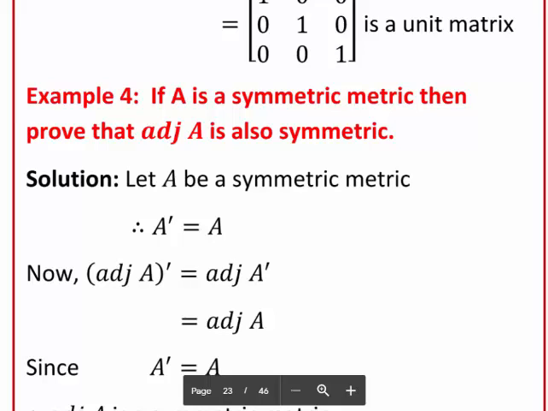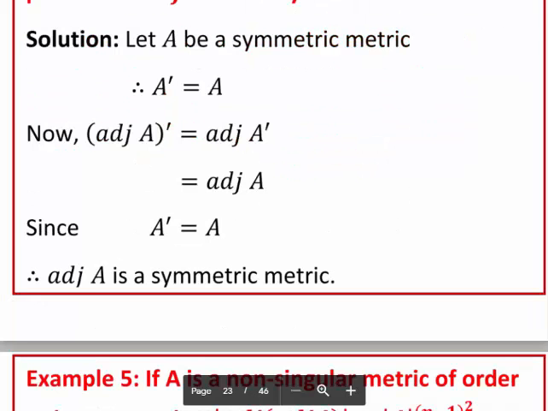We have to use the property: transpose of adjoint of A is equal to adjoint of A transpose, that is adjoint of A dash, and we are given A dash equal to A, so just replace A dash by A. And since the condition of symmetric matrix is satisfied by the adjoint of A, that's why it is symmetric.